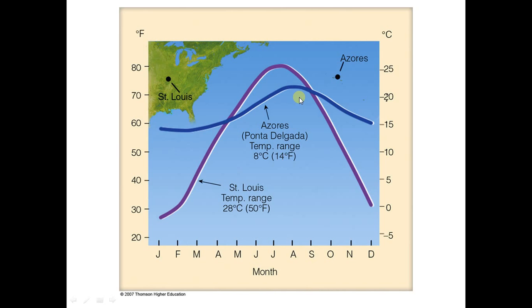So you see the effect of water. Because it takes more energy to heat up or cool down water than land, Azores is much milder and has less variability in its annual average temperature.